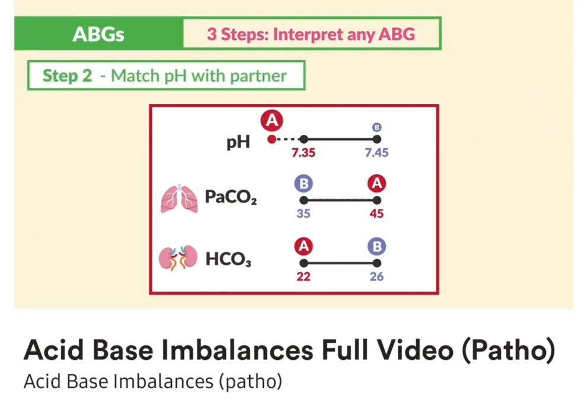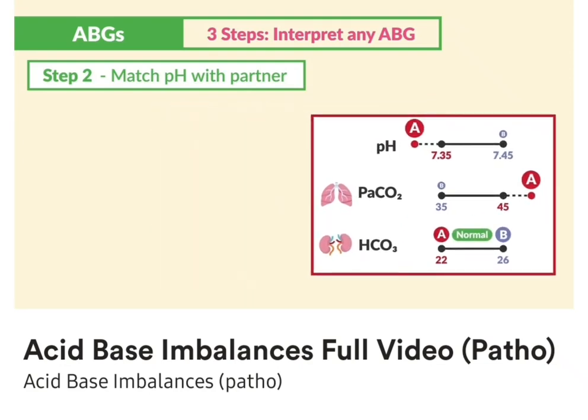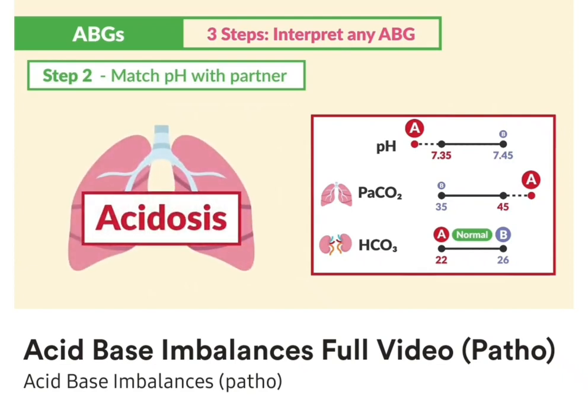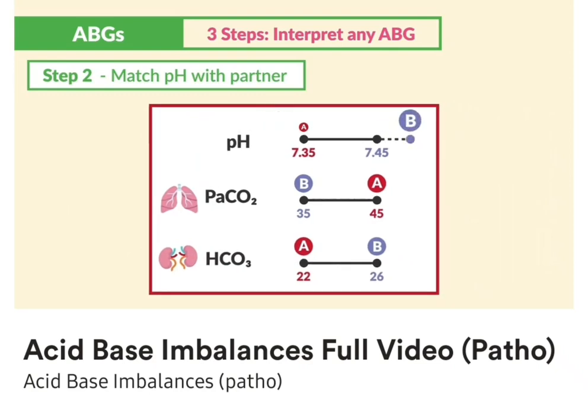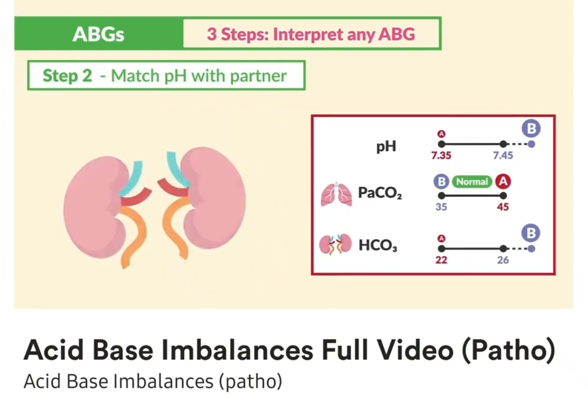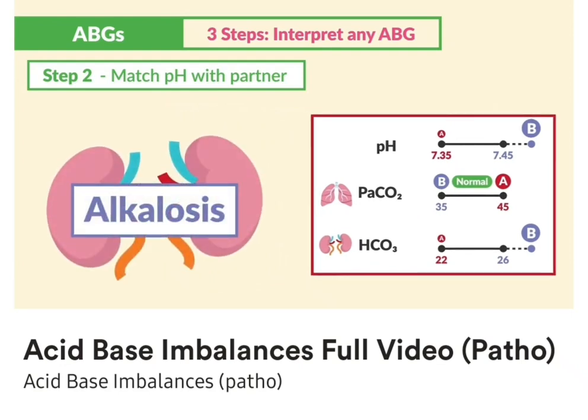Now, step 2, we match the pH with the partner below. Let's say the pH is an acid, and the CO2, our respiratory, is acid as well. And the HCO3, our metabolic, is in normal range. Well, the two acids with pH and CO2 make it respiratory acidosis. Since the two acids match, and our little lung icon here tells us it's a respiratory problem. Now, if we have pH that is base or alkalosis, and a CO2 that's a normal range, and the HCO3 is high, very alkalotic, well then we have metabolic alkalosis, since the two bases match, and it's a metabolic problem here.